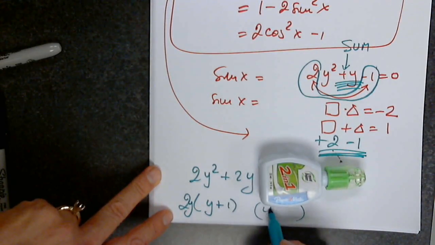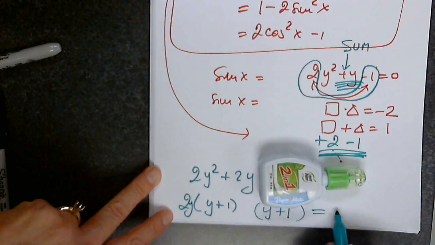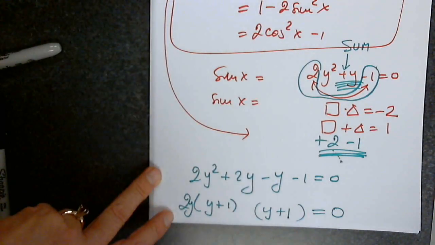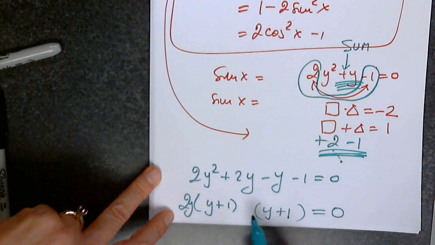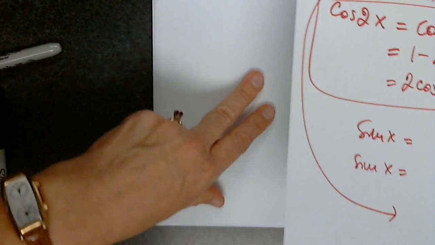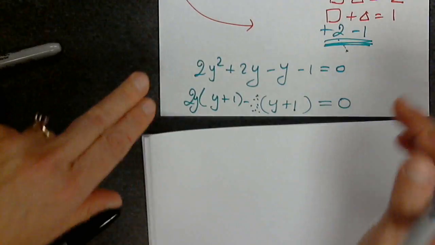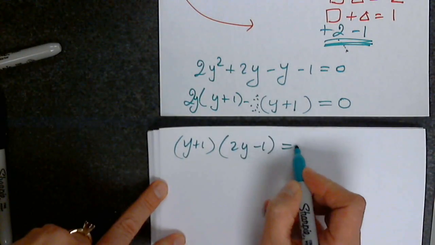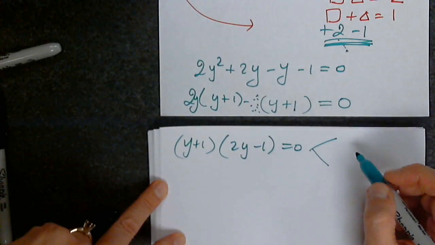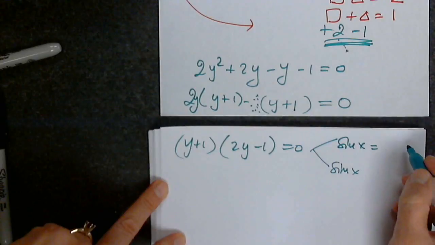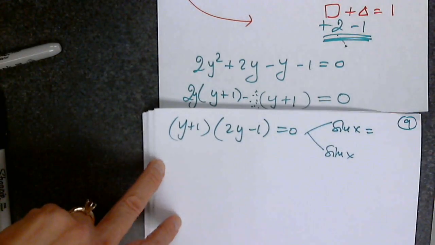I write in parentheses y plus 1. I write 0 on the other side so I don't forget. And only now I look. I need a sign and a factor. Exactly. And now the common factor is y plus 1, and in parentheses, indeed, 2y minus 1 equals 0. So we have two options, obviously, for sine x, because that's what y stands for.